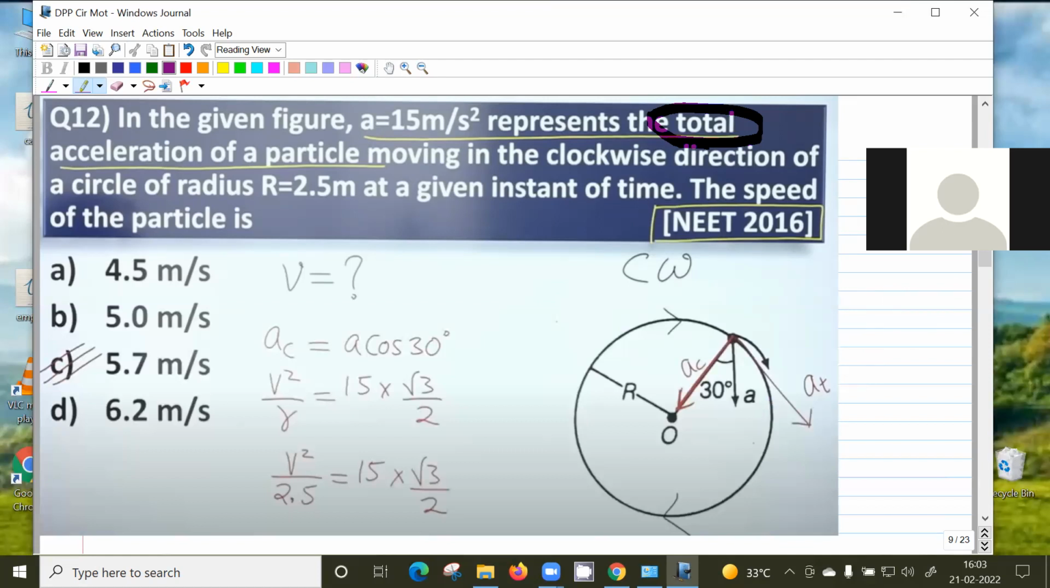So 5 by 2 into root 3. Yeah, you have to do such calculation. You have to put root 3 as 1.732. So actually, v square will be 15 into 5 by 4, right? Into root 3. Yes, sir. So here I can take a 1.5. So v will become 5 by 2 into square root of 3 root 3.